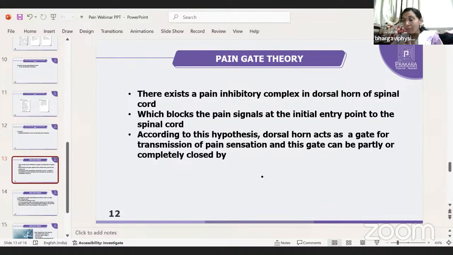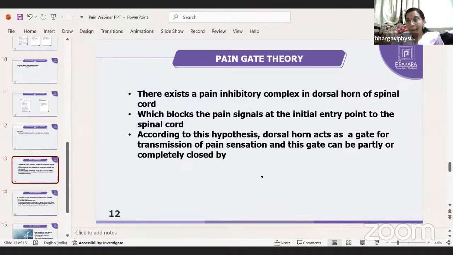In the same way, when the gate is closed in this area of the dorsal horn, the fibers which are carrying the pain signals, pain sensation, can't approach to the other side. So the blocking of the pain signals transmission is going to occur at the level of the dorsal root, meaning from the spinal cord to the brain.